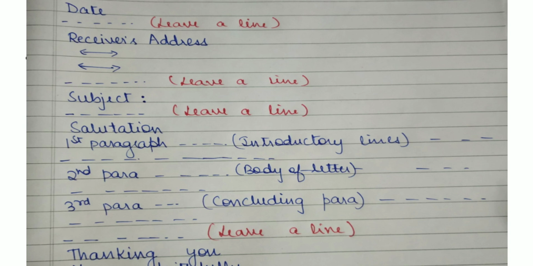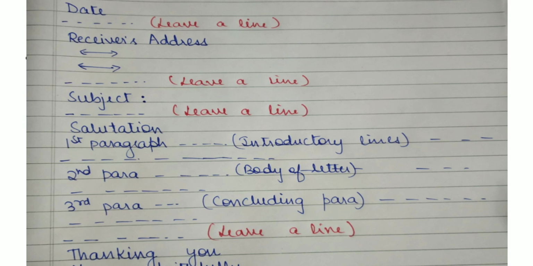Then wherever the second paragraph ends, from the next line, without leaving a line, right from close to the margin, you will begin your third paragraph, which is the concluding paragraph. In the conclusion you will write that I will be highly obliged if you grant me leave, or if you listen to my plea. Whatever you are writing, that will be the concluding paragraph, the conclusion.